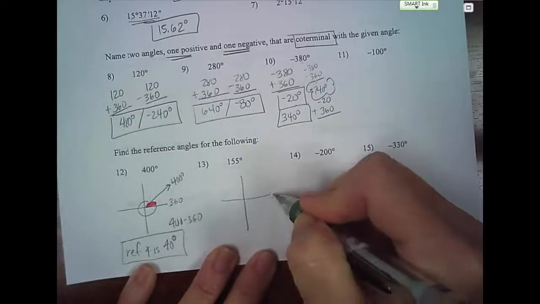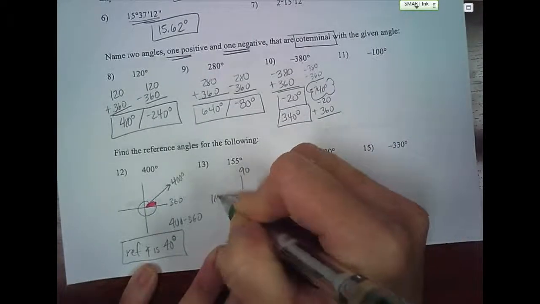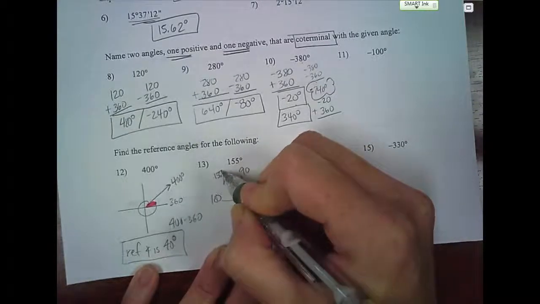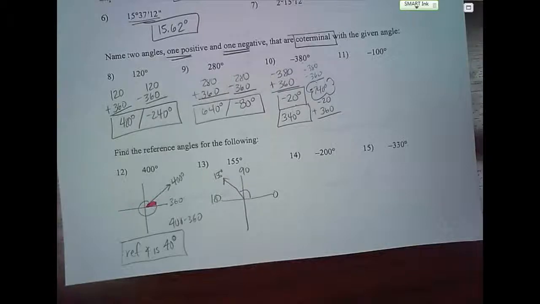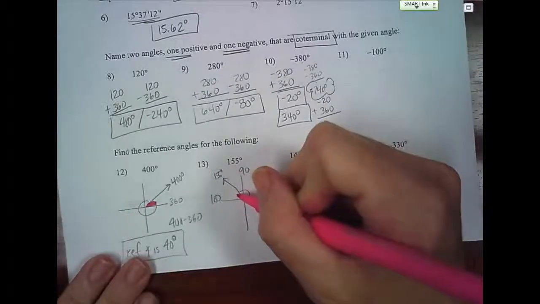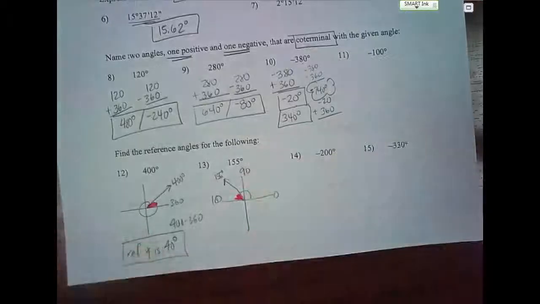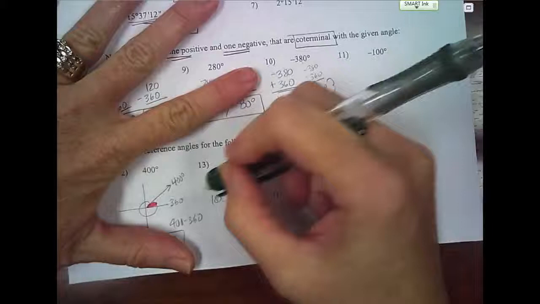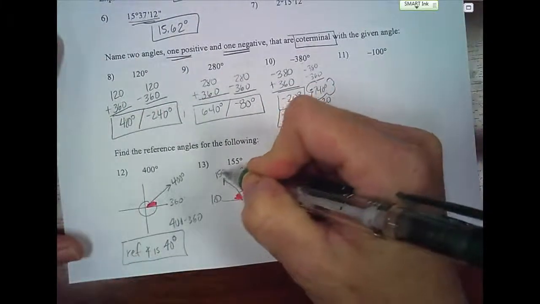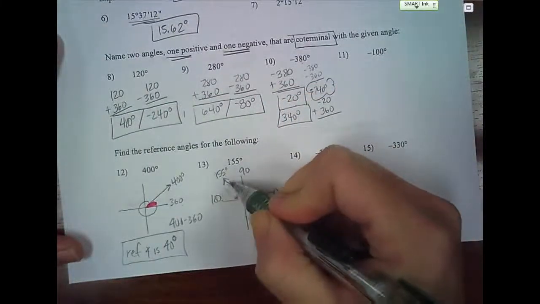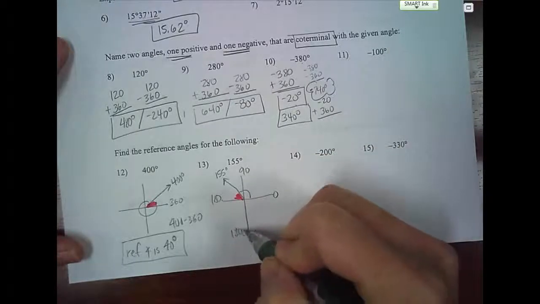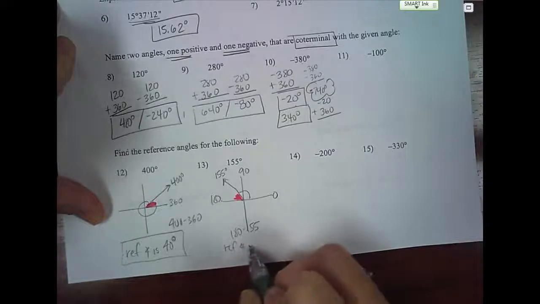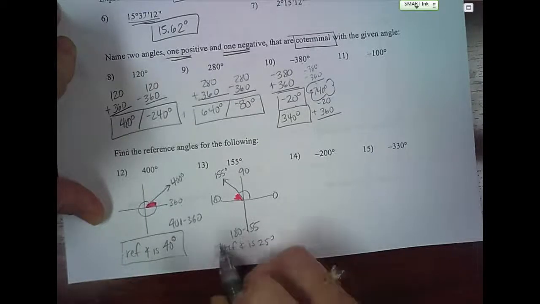155, this is 0, 90, 180, so it falls right here. It's 155. The reference angle, remember, has to touch the x-axis. So it's right here. Okay, if I went to here and got to 155, I know to close the gap would be to 180. So to find it, I would do 180 minus 155. So my reference angle then is 25 degrees.